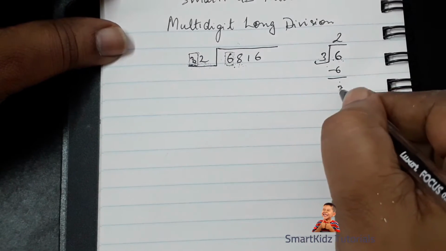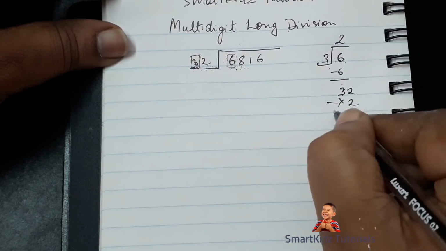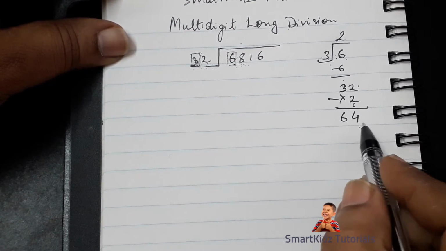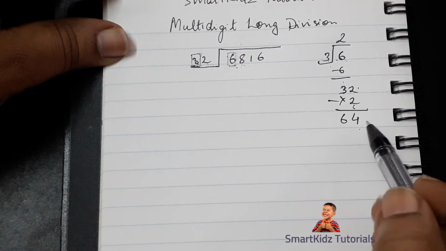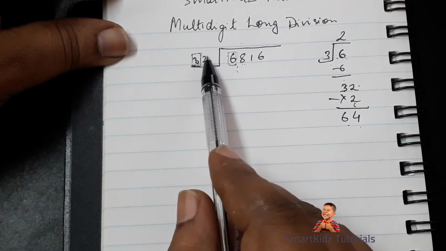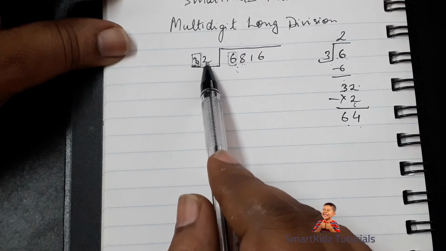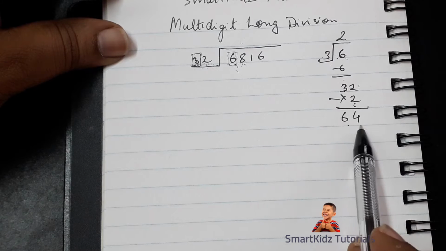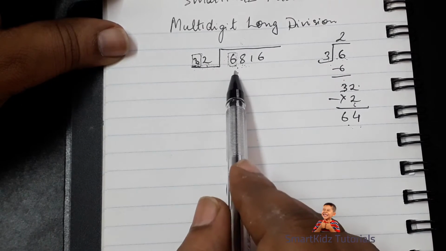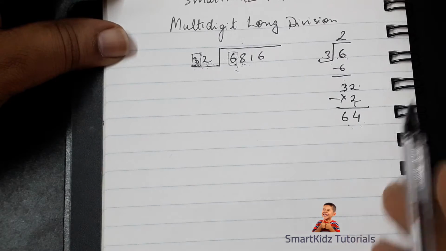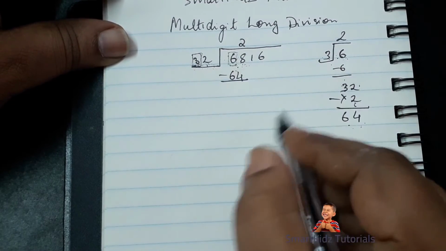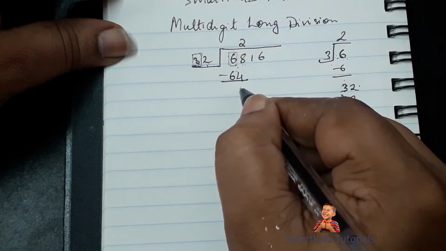So let us multiply 32 into 2 and see what we get. 2 2s are 4, 2 3s are 6, 64. There's no need to look beyond this, because 64 is very close to 68. Since the divisor is a large number, 32 ones give you 32, and 32 threes will give you beyond 68, so this will definitely go. So 32 into 2 will give us 64, and now we subtract. 68 minus 64 will give us 4.